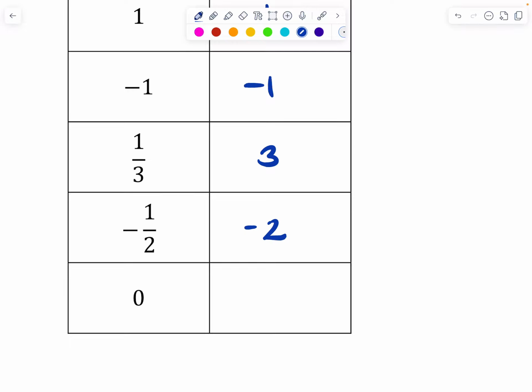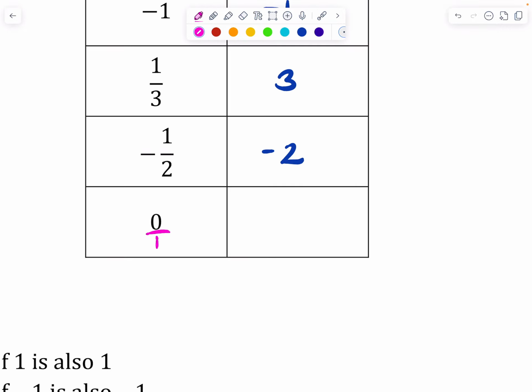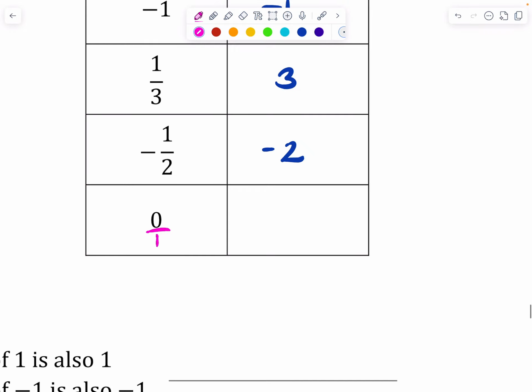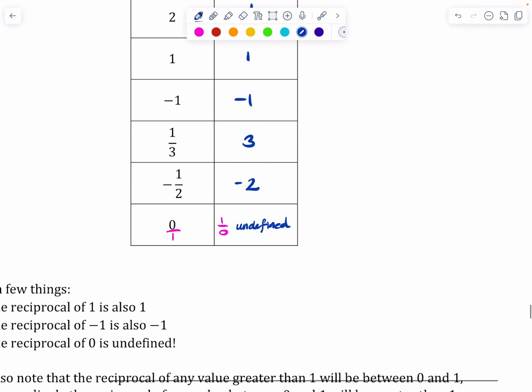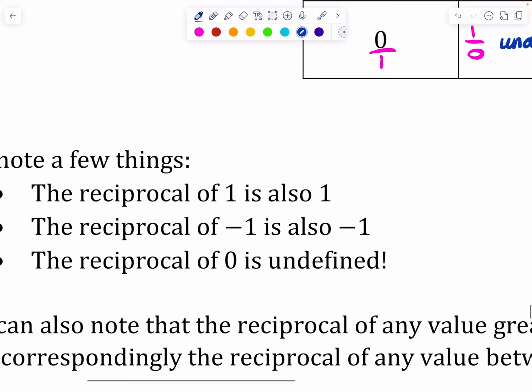And the reciprocal of 0. If we're thinking of that as 0 over 1, its reciprocal is 1 over 0. But division by 0, we know, is undefined. Some keys in this: the reciprocal of 1 is itself, the reciprocal of negative 1 is itself, and the reciprocal of 0 is undefined.